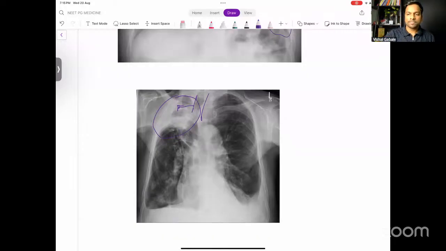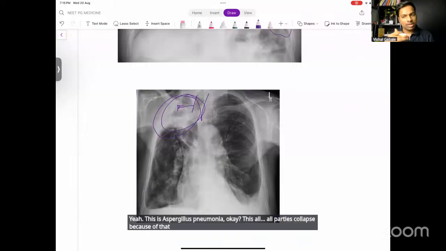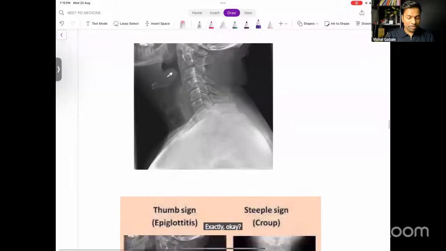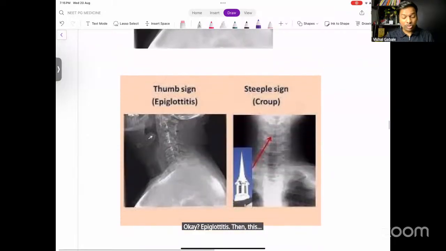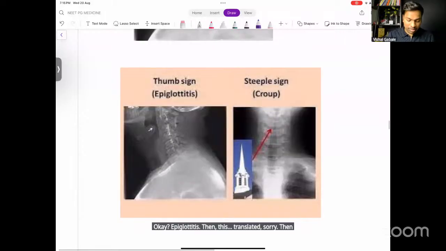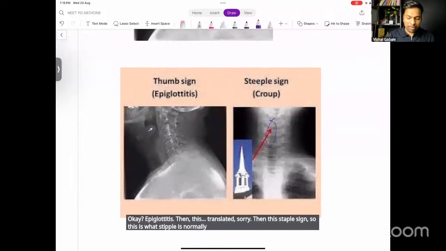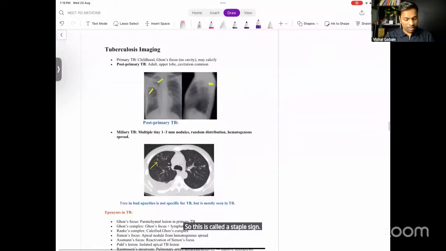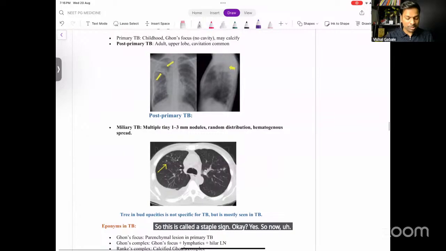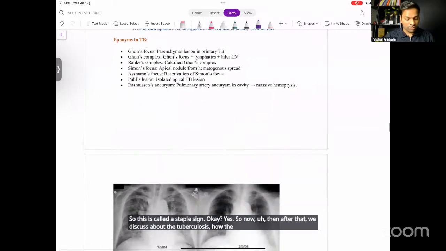Yes, anybody? Yeah, this is aspergillus pneumonia. This whole part is collapsed because of that aspergilloma. Exactly. Then we discussed this X-ray. What is this sign called? Thumb sign, epiglottitis. Then this stipple sign. This is what stipple is normally, and this is how it appears on the X-ray. The image is not very clear though. Then after that, we discussed tuberculosis and how the changes are there, Ghon focus, etc.